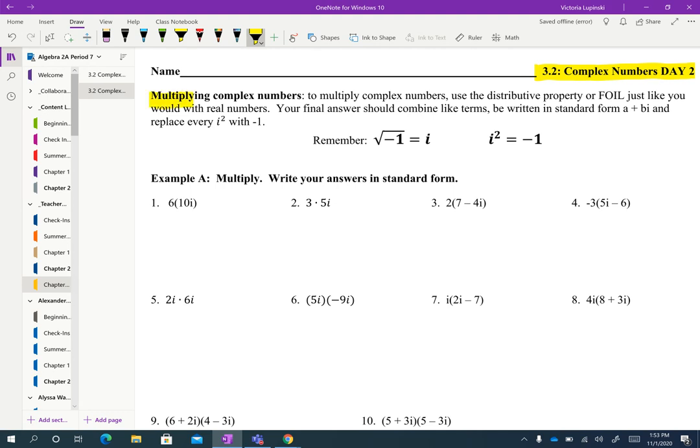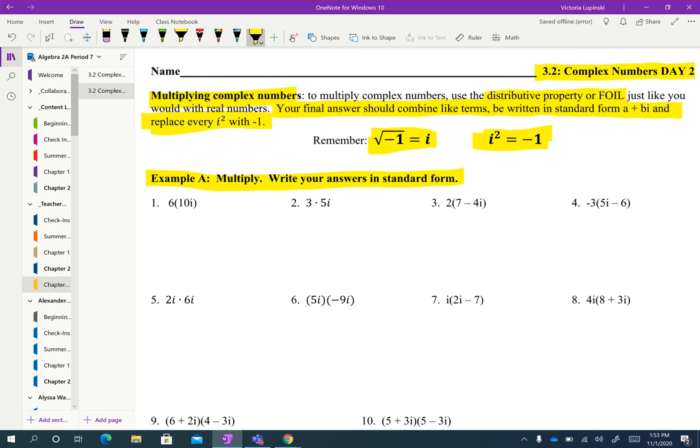So when it comes to multiplying complex numbers, you're going to use the distributive property or FOIL, just like you would with real numbers. You should make sure that your final answers always combine the like terms, are written in standard form, a plus bi, and of course, every time you have an i squared, you're going to replace it with a -1. The two main facts you need to recall from yesterday are the definition of i, which is the fact that the square root of -1 is equal to i, and the fact that i squared is equal to -1.